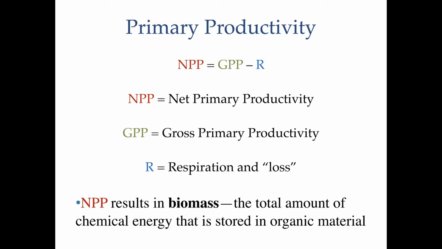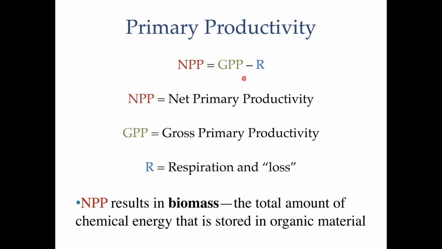Here's a summary of all of those names and how we can represent them in the form of an equation. If we are trying to calculate our net primary productivity, we have to take into account the gross primary productivity and subtract the respiration and the loss, in the case of metabolic processes losing some energy through the system in the form of heat. So net primary productivity is what results in biomass, and it is the total amount of chemical energy stored in organic material.